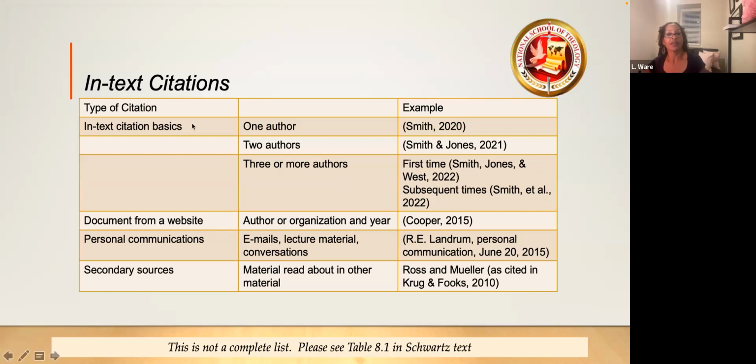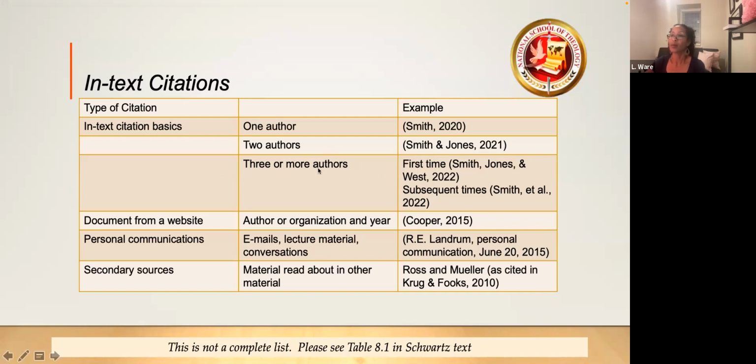So if you have one author, you're going to put the author's last name, comma, and the year. This is nothing new. We've been talking about this a couple of weeks, but because I'm seeing a couple of errors on your papers, I want to foot stomp this a little bit and bring it to your attention. If you have two authors, notice here, and this is for the in-text citation, not your reference page, you're going to have the first author, ampersand, and the second author.